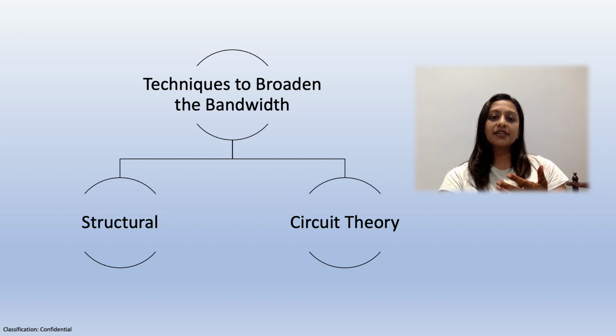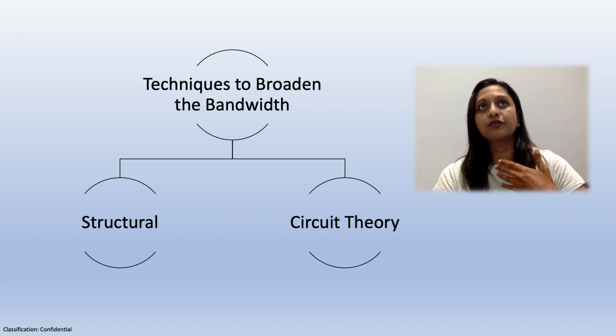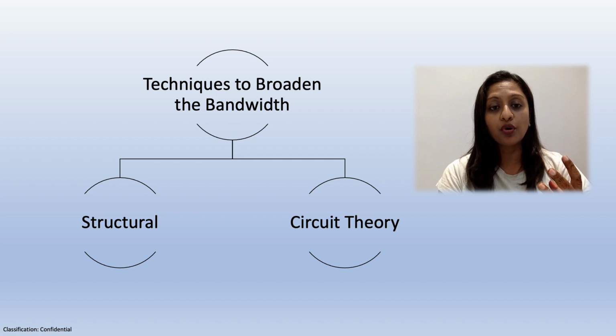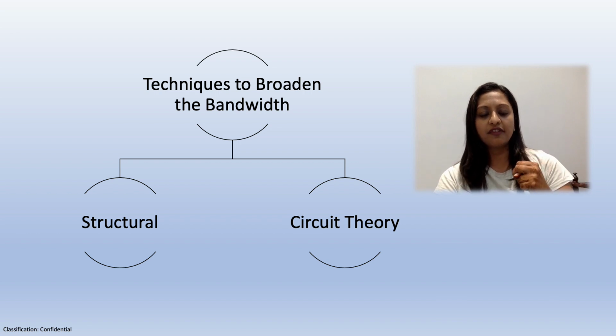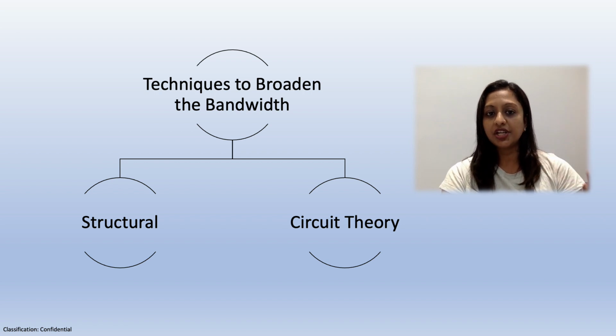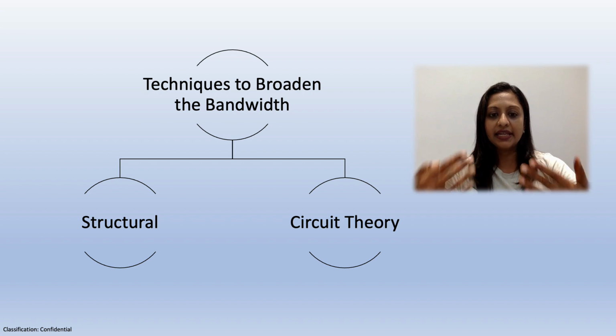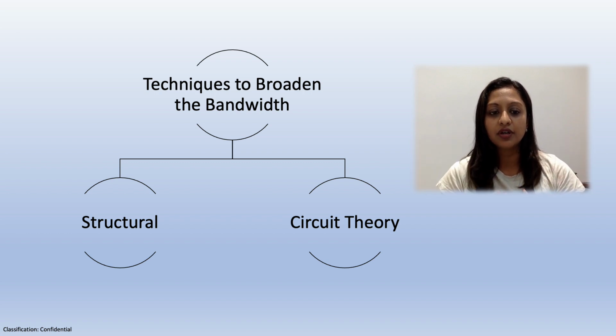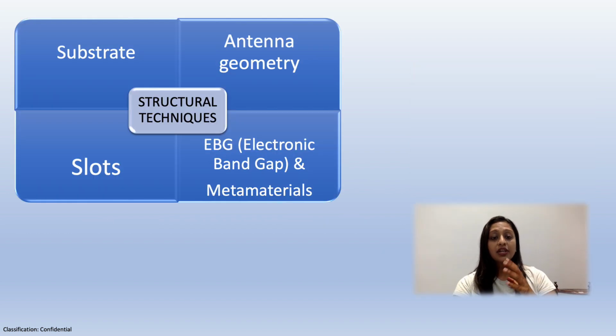So few of the techniques, if I have to think about concentrating more on how to increase the bandwidth, two ways, two techniques. One is structural, which mostly relates to what kind of substrate material I choose, what should be the antenna shape and everything. And then comes something called circuit theory, which evolves from our network theory principles, which I inculcate in my antenna design for my impedance matching and many more things. Today, let's mostly concentrate on structural techniques which can be used to increase the bandwidth.